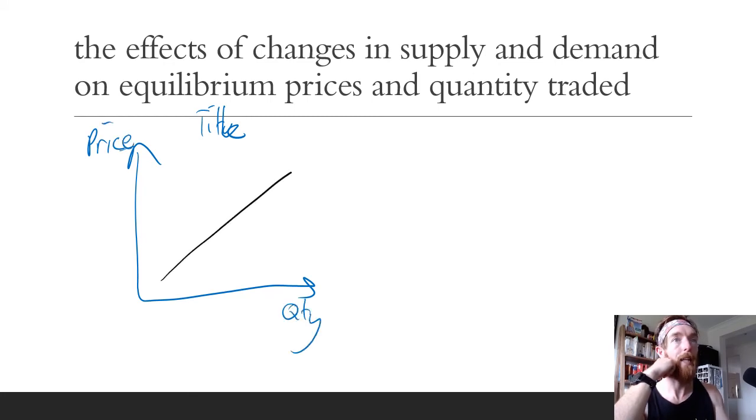We draw both axes or both curves. There's a couple of things that we want to talk about here. So the simplest things are knowing what's happening when the price is above the equilibrium point and what's happening when the price is below the equilibrium point.